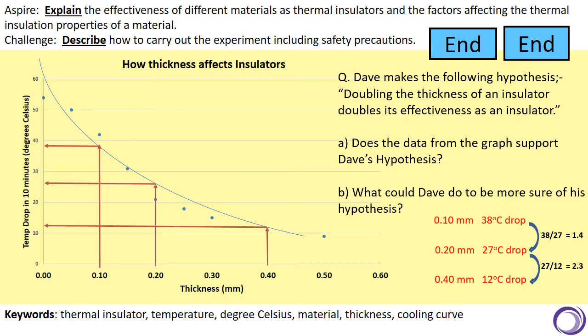Part B, what could Dave do to be more sure of his hypothesis? The only thing you can really do to be more sure of any hypothesis is to get more data. Now that could mean having more thicknesses. It could mean doing different materials. At the moment, Dave's only looked at newspaper. He's not looked at other materials. So even if it was perfect data for newspaper, it doesn't mean that all insulators necessarily behave the same way. So more data, more readings, more materials.